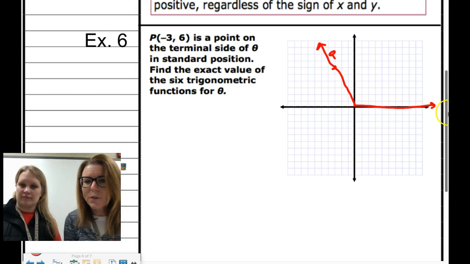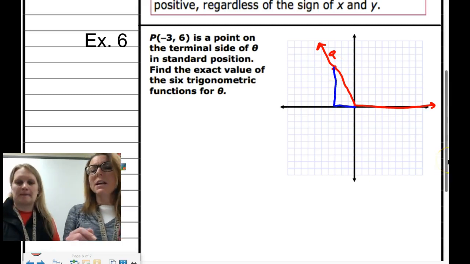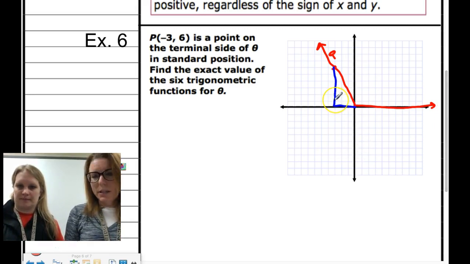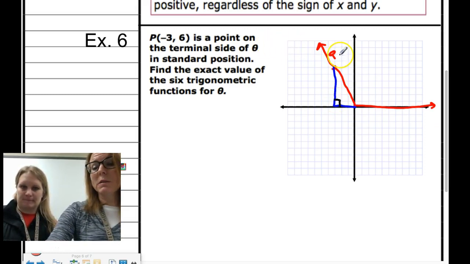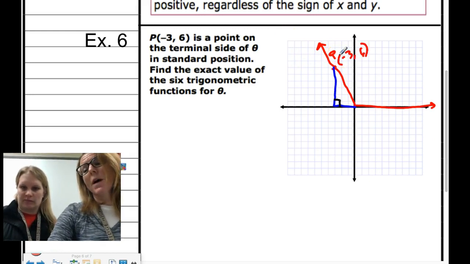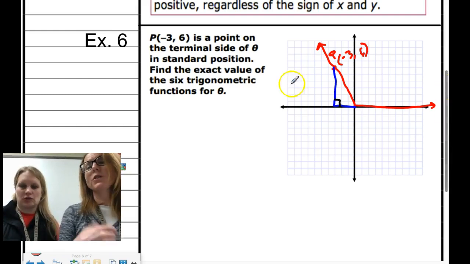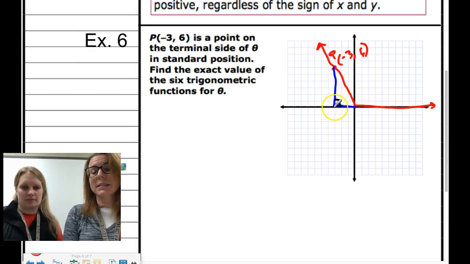So now we're going to draw a triangle. So guess what we're going to do now? We're going to draw a triangle straight down and over. That's the key. You have to have a 90. And so you know that you have your terminal side. You have to find the reference angle. You have a ray on the x-axis.